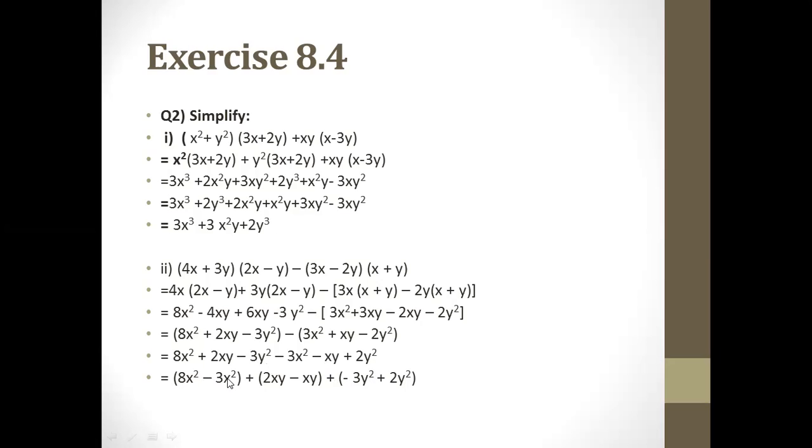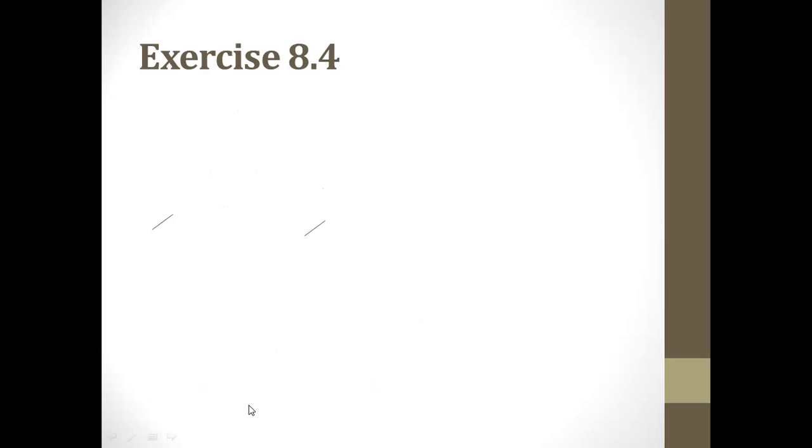Look, 8, same variable with different sign, subtract 8 minus 3, 5, 5x square. 2 minus 1, if there is nothing in the coefficient, so 1, 2 minus 1, 1, so just plus xy. Minus 3y square plus 2y square, subtract them, 3 minus 2, 1, but with negative sign, minus y square, because 3 is the greater number. So we get 5x square plus xy minus y square. Come to the third part.